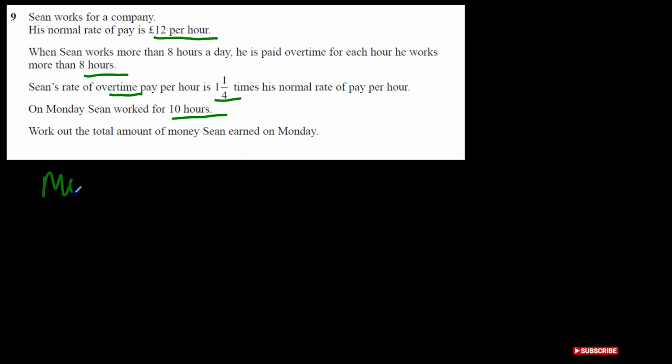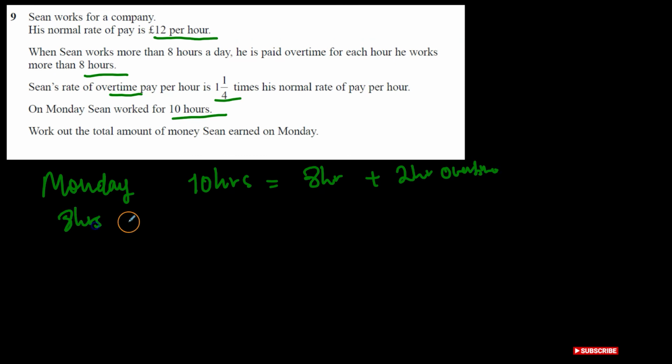So on Monday, Sean works for 10 hours. So that is going to be the 8 hours normal pay plus the 2 hours overtime pay. So for the 8 hours, then we know he earns £12 per hour. So that's going to be equal to 12 times 8, which is going to be £96.